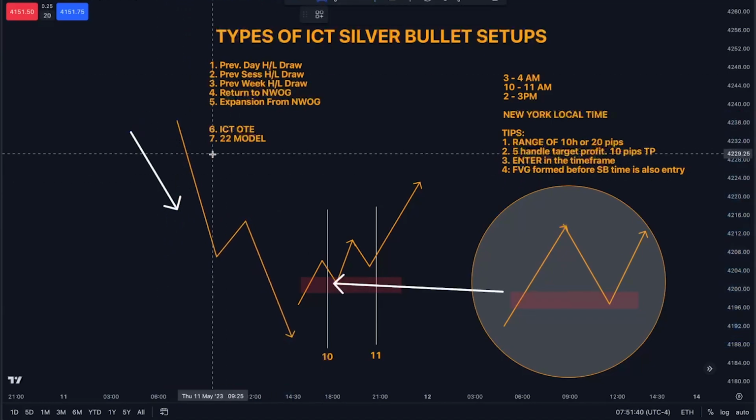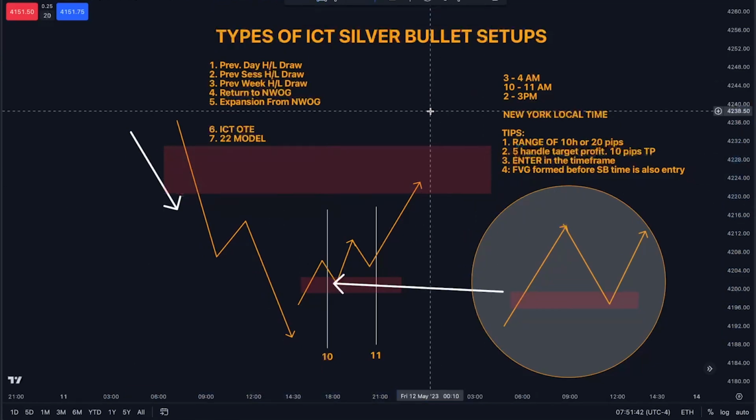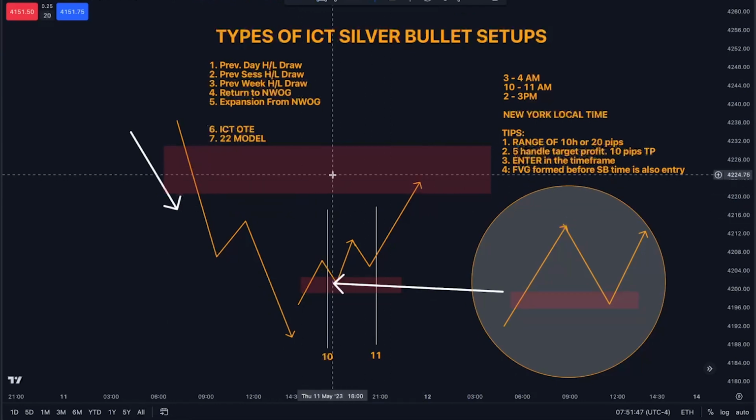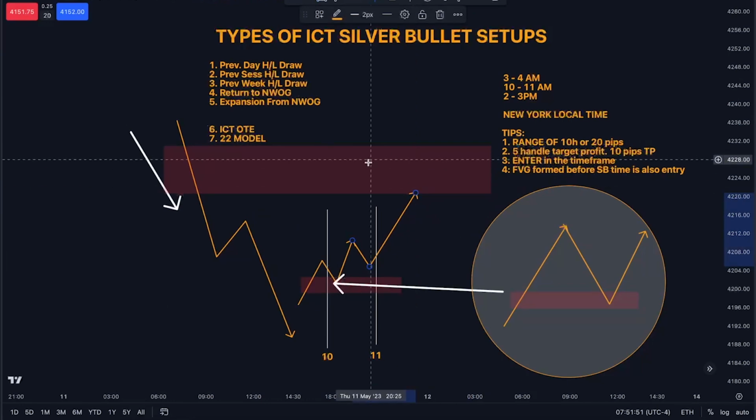Okay, so imagine you have a fair value gap here, and it hasn't been filled yet. So that's your target on Silver Bullet. So you enter here, and you're targeting this fair value gap and take profit here.